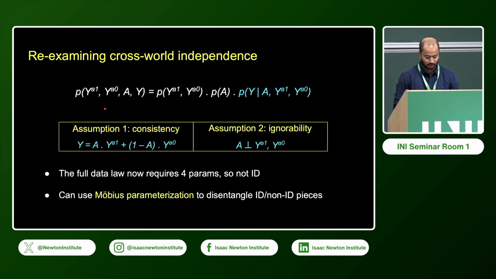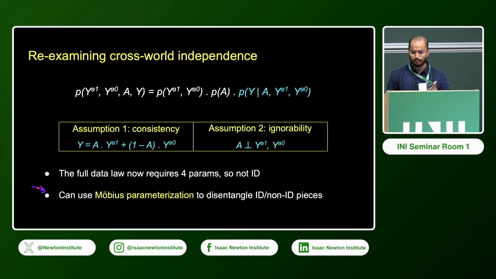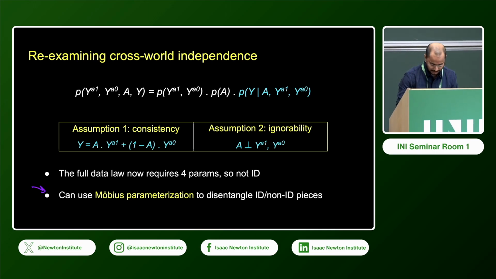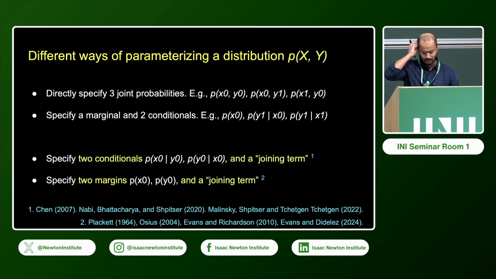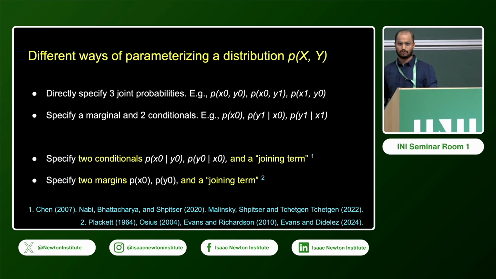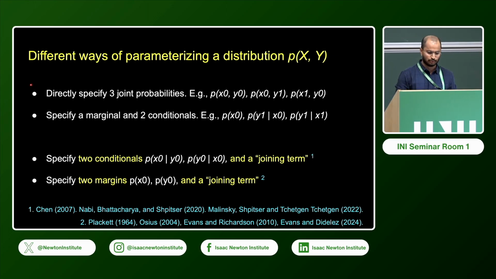Okay, so what I'm going to use is something known as the Mobius parameterization to disentangle identification and non-identification. Of all the things that I've learned since I started causal inference, the thing that surprised me the most is just how many ways you can parameterize a joint distribution. Of course I've shown you, if I just give you two binary random variables, you can directly specify the three joint probabilities, or you could specify a marginal probability and then two conditionals.